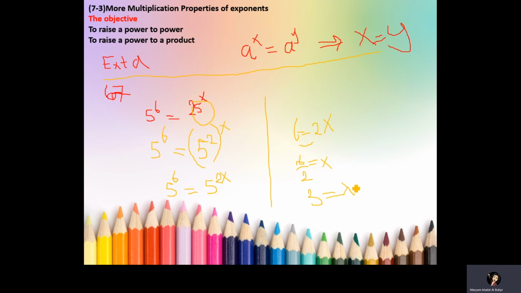So the solution for this kind of equation is 3. So the answer for this question is 3. So that's the idea from this part. I don't want to give you more than that in this lesson.